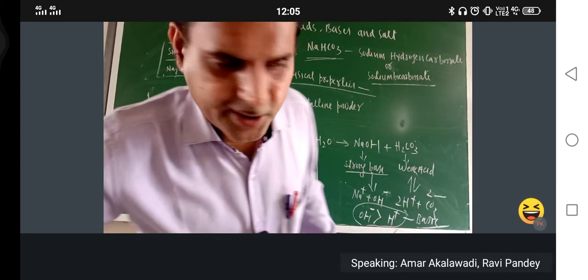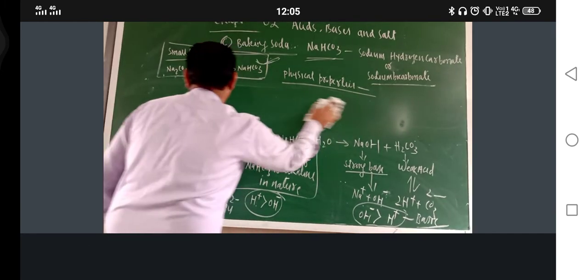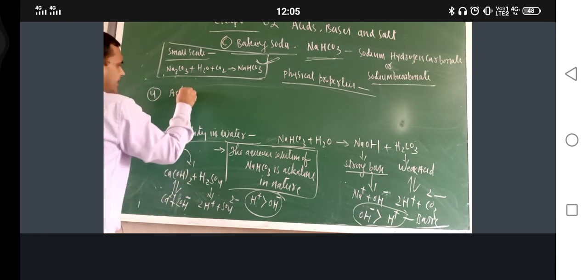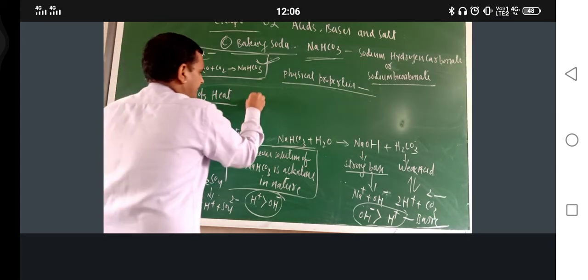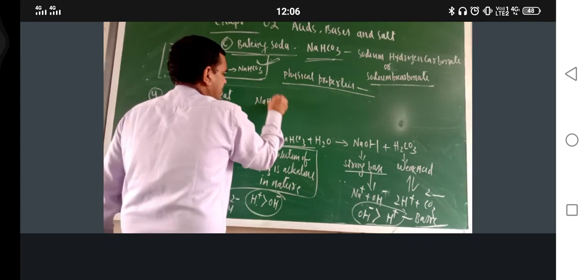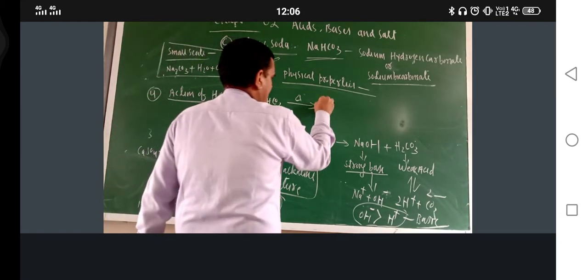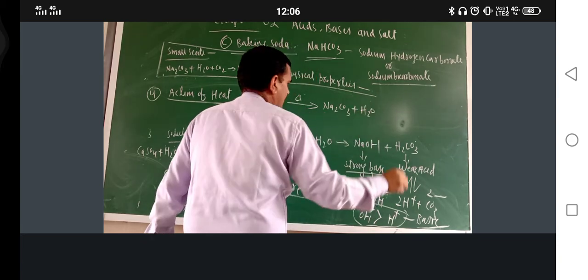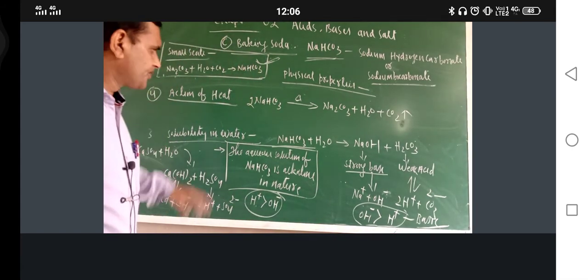Okay, now the next one is very important. Action of heat, that is the fourth property. Please remember this reaction. When NaHCO3 is heated, what is the product? You will get Na2CO3 plus H2O plus CO2 gas.